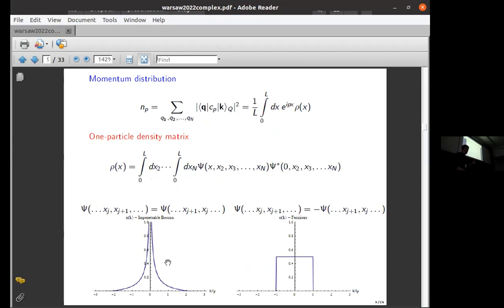So just to emphasize the importance of this function and how it reflects the system. Imagine that we had just a system of identical particles given by function psi. Then to get the one particle density matrix, we basically integrate out all variables but one. And then it turns out that if we have the same function but with different statistics, then n of k looks completely different.